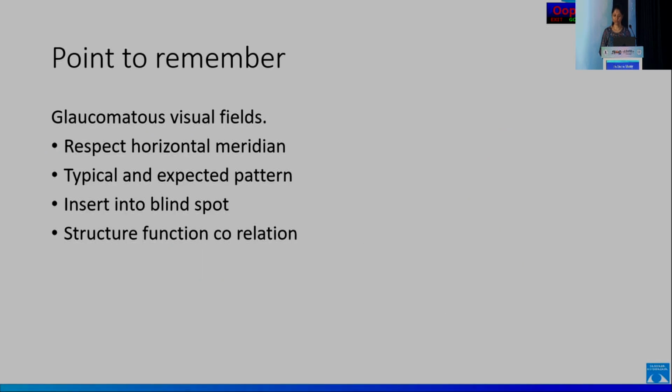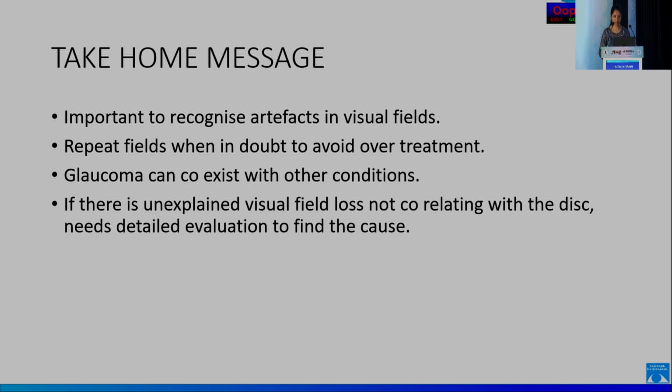Glaucomatous visual field tests always respect the horizontal meridian. They are a typical and expected pattern, they are related to the blind spot, and structure-function correlation will be there. So the take-home message is that it is important to recognize artifacts in visual fields, and repeat fields when in doubt to avoid over-treatment. Glaucoma can coexist with other conditions also. Any unexplained visual field loss not corresponding with the disc needs detailed evaluation to find the cause.